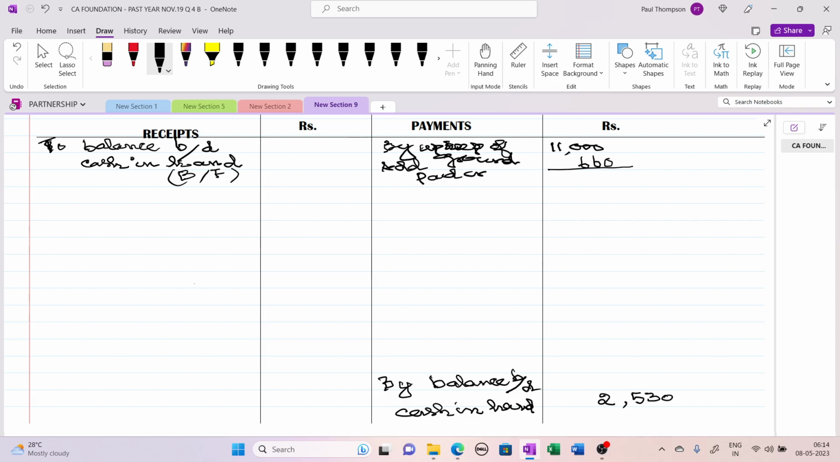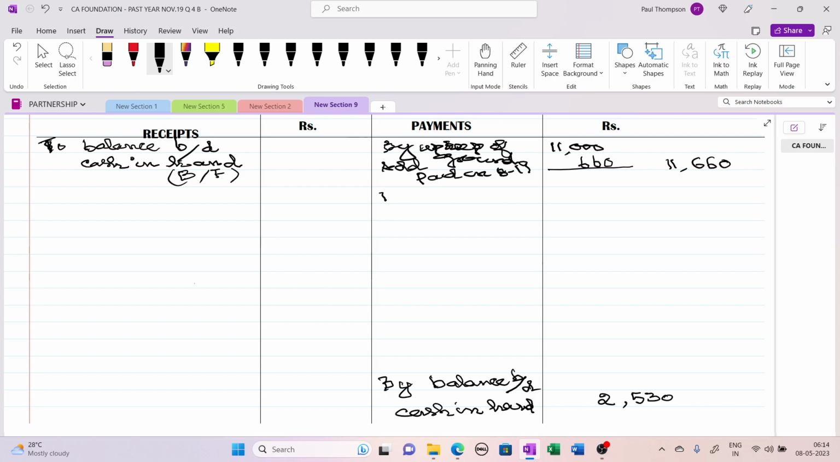Paid in 1890. So this adjustment we have taken. So the total amount appears on the outer column as 11,660.